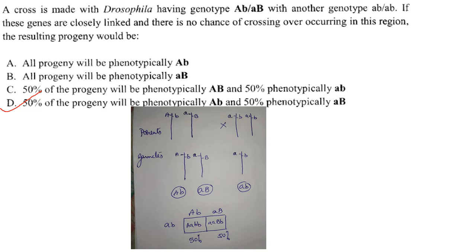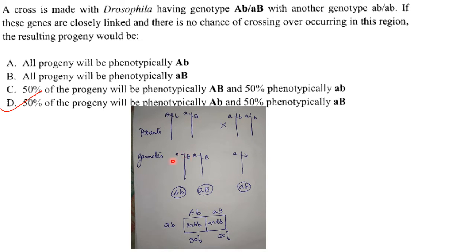Then next one. A cross is made with Drosophila having genotype capital A small b, small a capital B with another genotype that is small a small b. If the genes are closely linked and there is no chance of crossing over occurring in this region, the resulting progeny would be. So this is the genotype of the parents, that is capital A small b and small a capital B. They both are linked and there is no crossing over here.